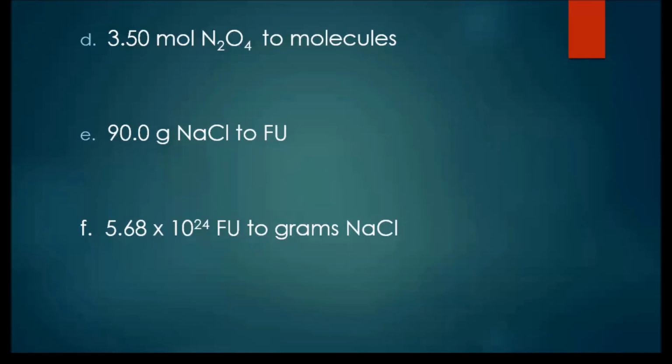Here we go. Mole. Big or tiny? Tiny. Molecules. Big, normal, or tiny? Huge. So we're going from tiny to huge. Do we multiply or divide? By molar mass or Avogadro's number. All right, 3.50 times n. Do you get a huge number? Yes. 2.107 E 24.